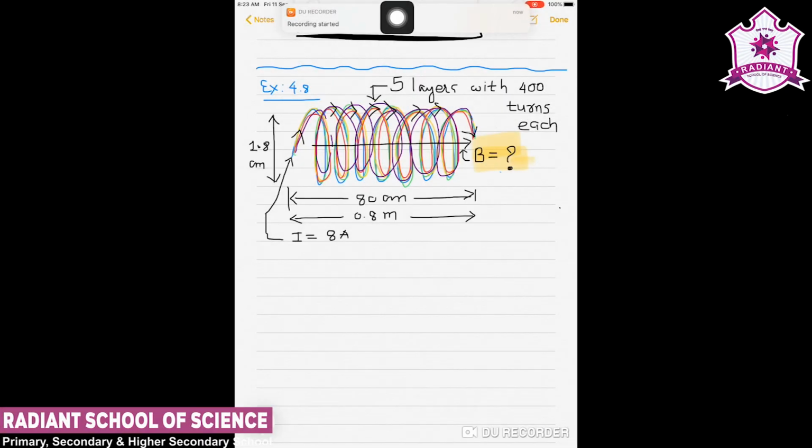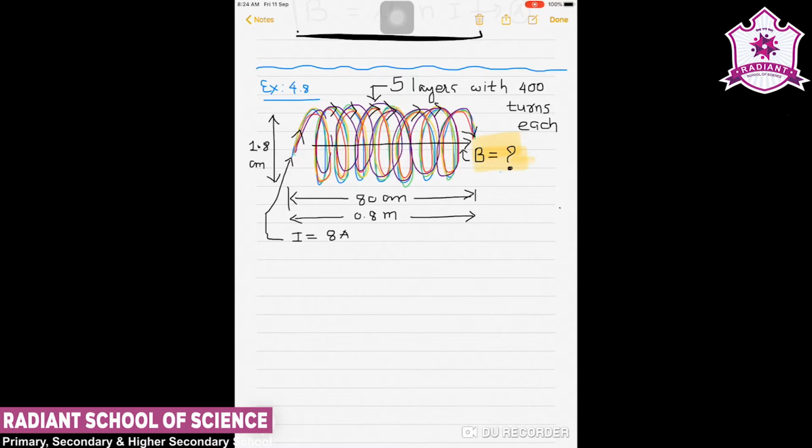Hello dear friends, today we will see an exercise example number 4.8 and onwards. Here in example 4.8 of exercise chapter number 4, we are given certain information. This is a very interesting and easy question.